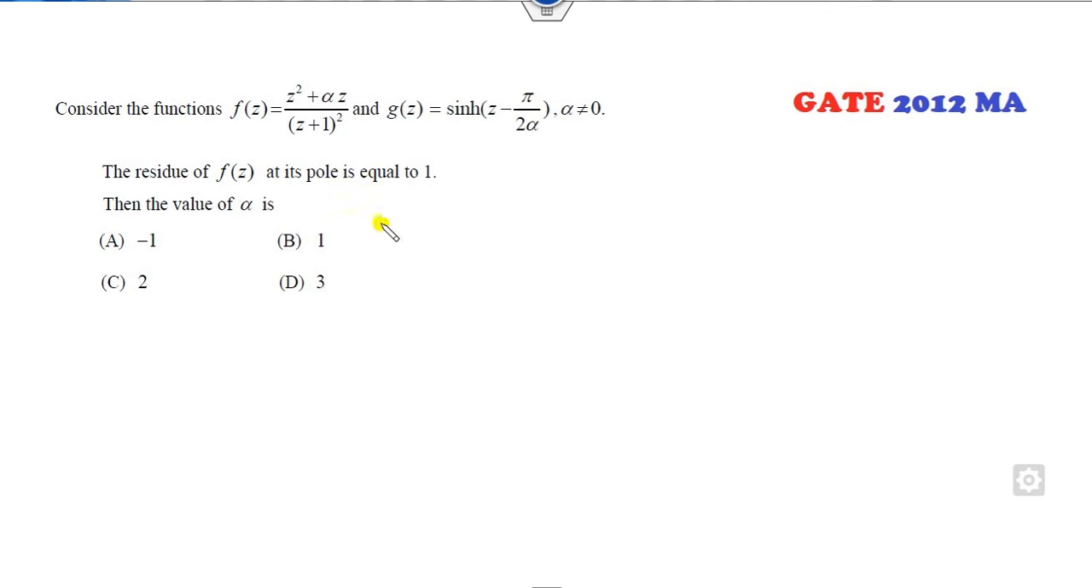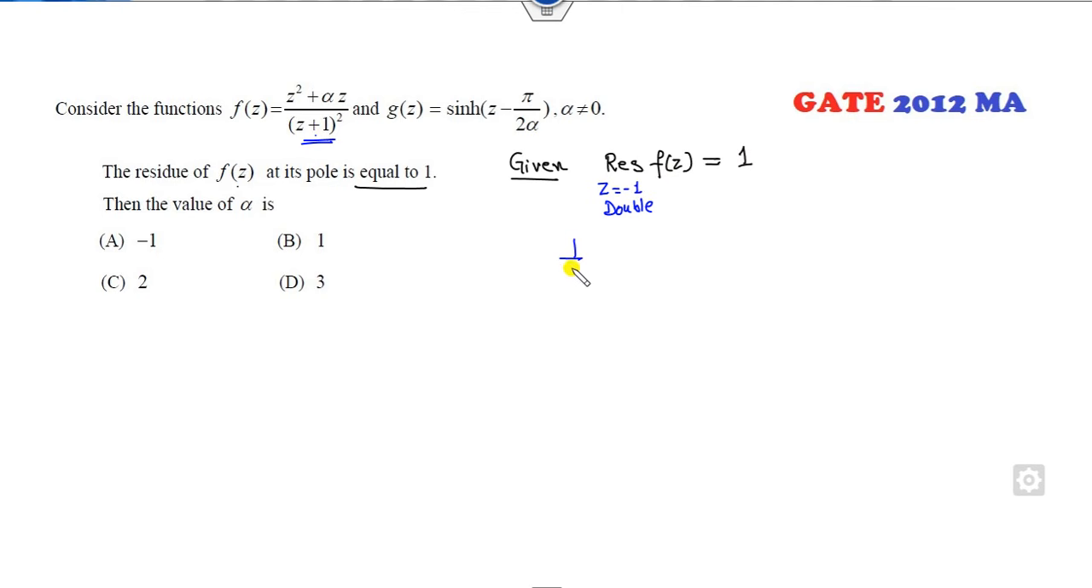Okay, look at this another one. The residue of the pole is equal to 1. What is given to you? It is given that the residue of f at its pole is 1. What is the pole? Z is equal to minus 1 and it is a double pole. Z is equal to minus 1 is the double pole.